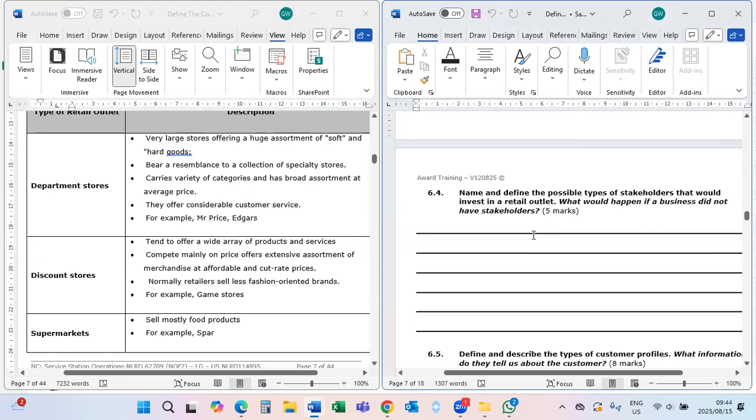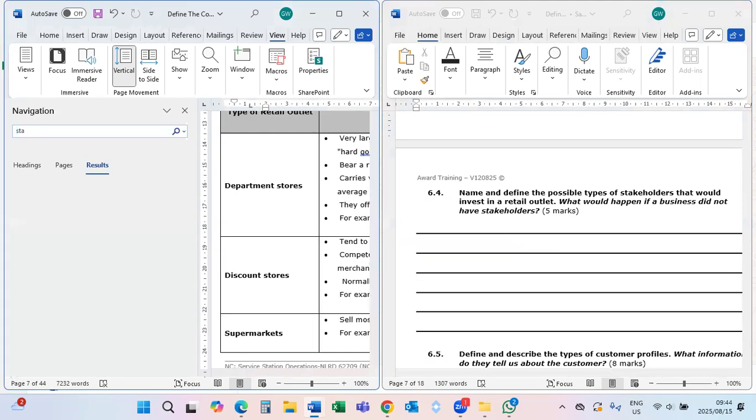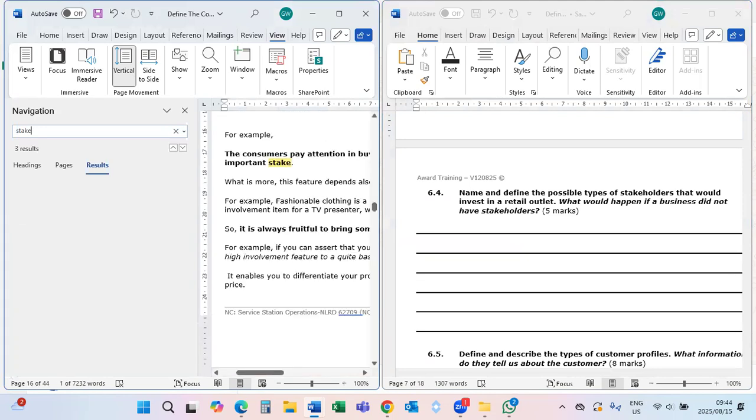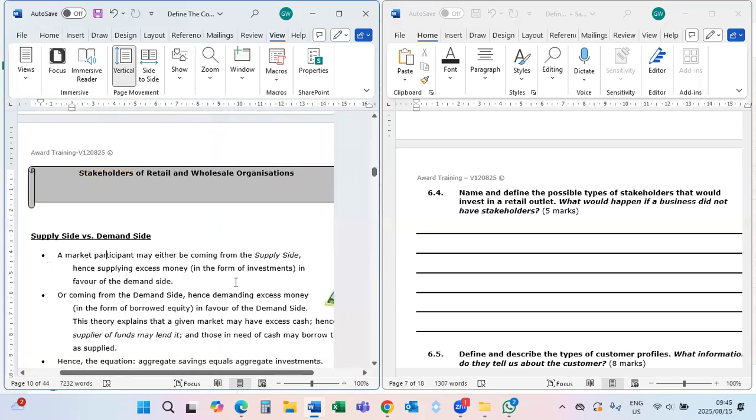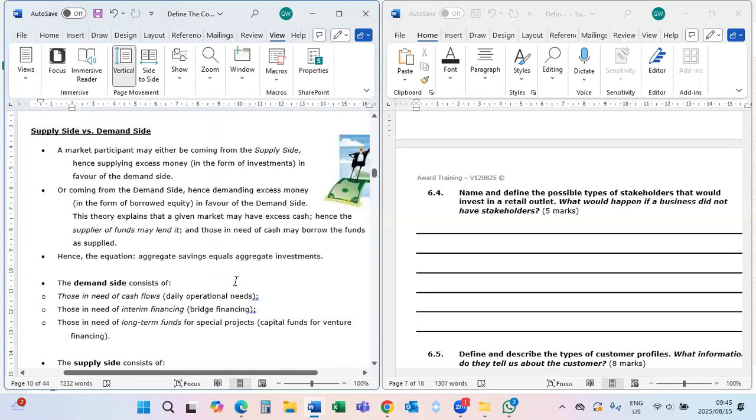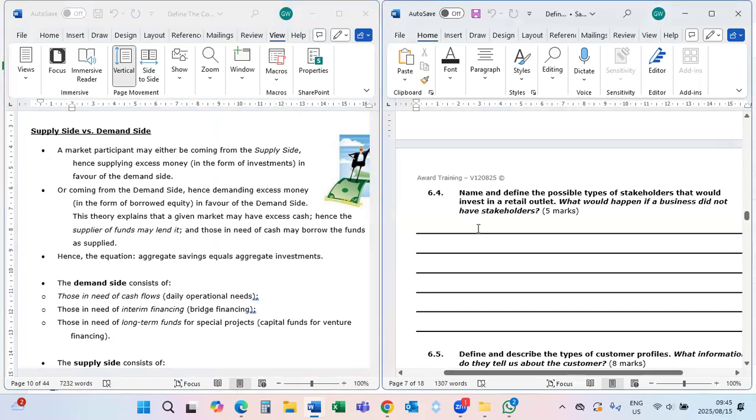Okay. Name and define the possible types of stakeholders. Let's have a look at stakeholders here. Let's just go there. All right, here we go. Here's the stakeholders. So let's go here. Typically, the stakeholders would be shareholders, employees, suppliers, business owners. Those are typically the main side of it. So that's the kind of answer we want here: employees, shareholders, suppliers.